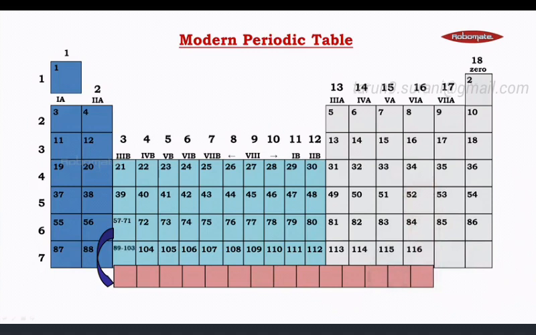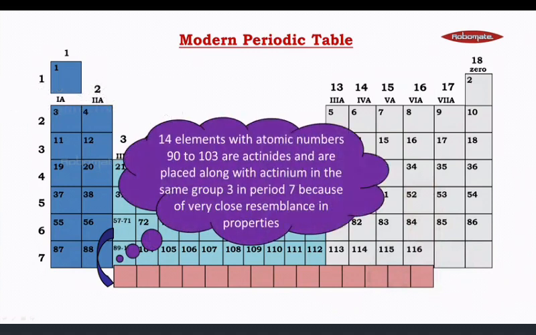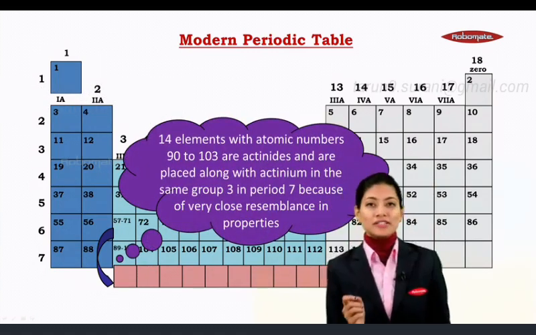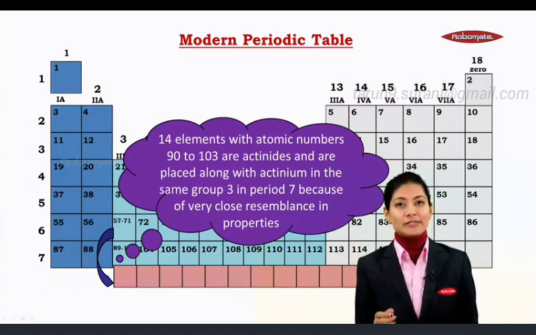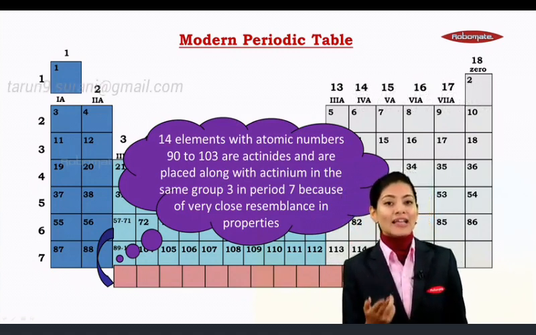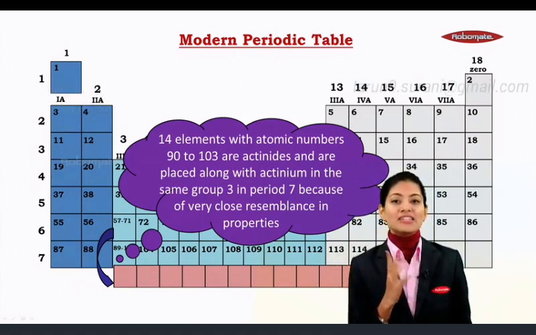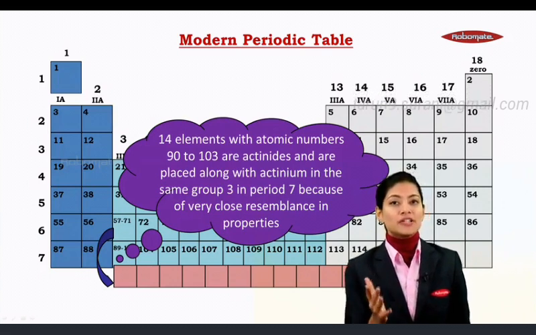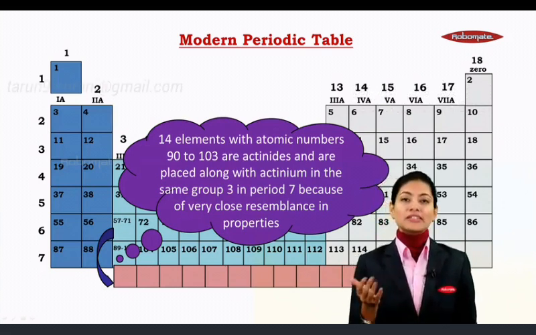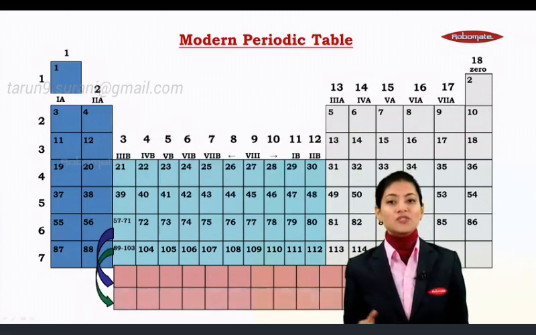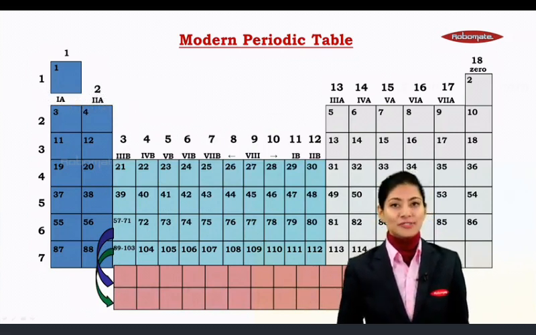Because the same thing happens over here. The elements from 89 to 103 together are called actinides. The 14 elements from atomic number 90 to 103 are actinides, and they are placed along with actinium in the same group number 3 and period number 7 because of their very close resemblance in properties. But since it can disturb the arrangement of the table, these 14 elements are placed at the bottom.